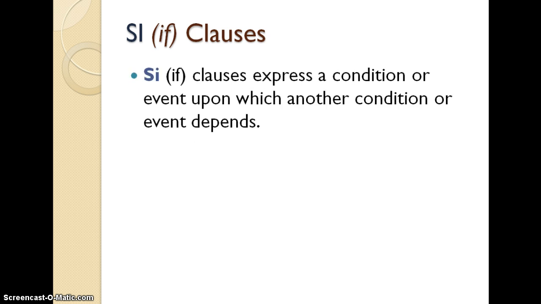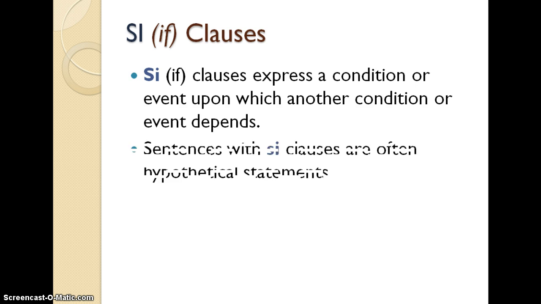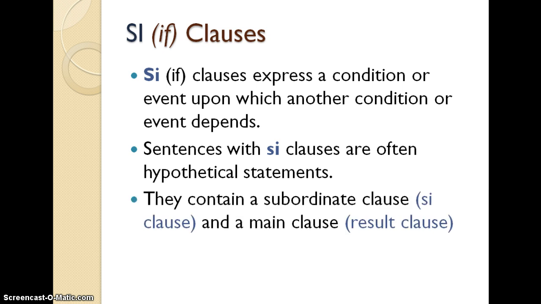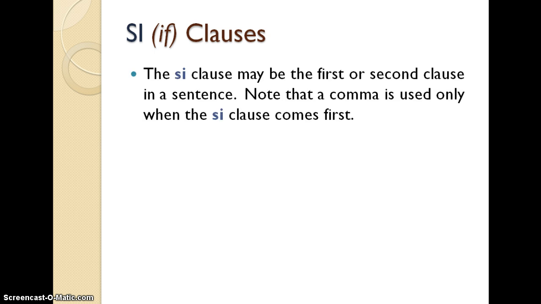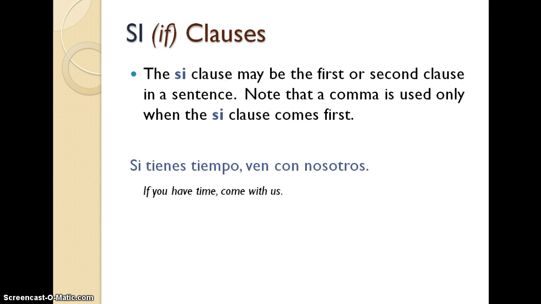Si, or if clauses, express a condition or event upon which another condition or event depends. So our si clauses are often hypothetical statements or situations, and of course they have to have a subordinate clause, because that is your si clause. And if there's a subordinate clause, there has to be a main clause, and that would be our result clause. The si clause may be the first or second clause in a sentence, and if it is the first clause, then there has to be a comma.